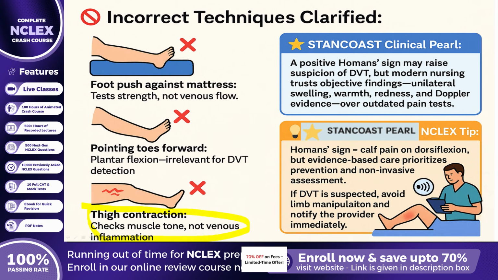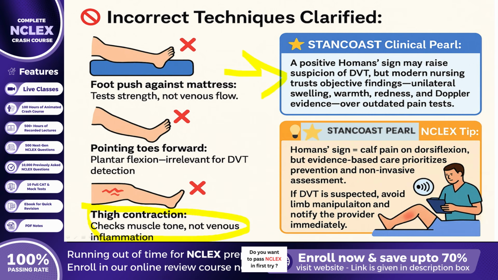Transitioning into a key insight for learners, Stan Coast Clinical Pearl. A positive Hohmann's sign may hint at deep vein thrombosis, but modern nursing relies on objective assessment, such as asymmetrical swelling, localized warmth, and Doppler confirmation, rather than provoking pain through outdated methods. And as an additional takeaway, Stan Coast High-Yield NCLEX Tip.